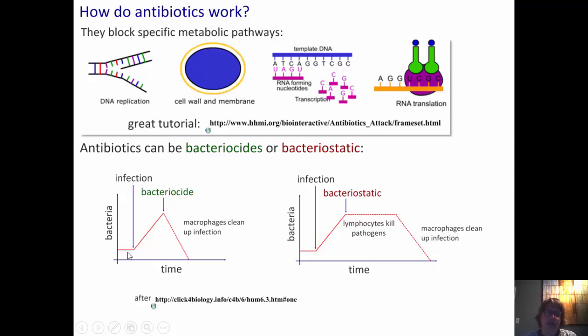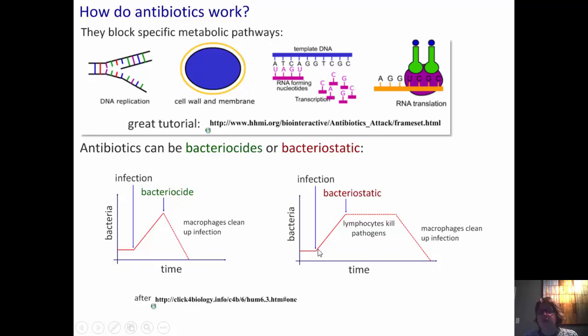So if you have an infection, you're going along fine, then you get an infection, you start to have signs and symptoms, so you go to the doctor. He or she determines it's a bacterial infection, so they give you a bactericide, and that's going to kill the bacteria, and we have this immediate drop. Then the macrophages within your body will help clean up what's left of the infection.